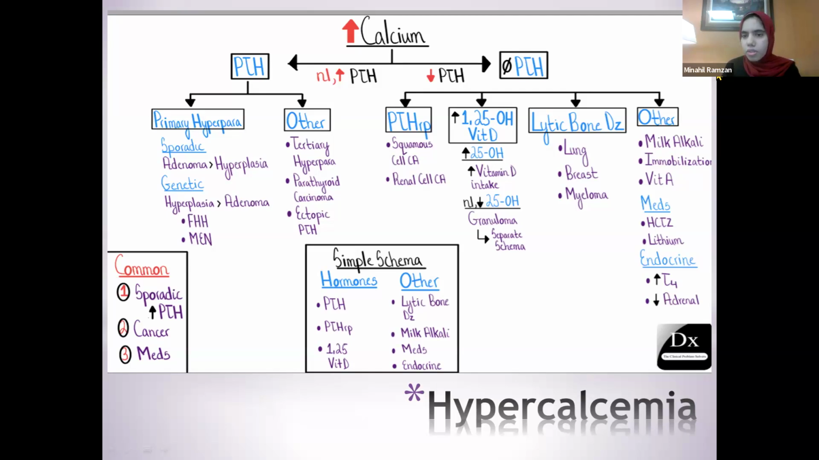Then we have lytic bone diseases that are mostly caused by mets from the lungs, breast, or myeloma. Other causes include milk alkali syndrome, vitamin A, or some medicines can also lead to this, like hydrochlorothiazide or lithium.